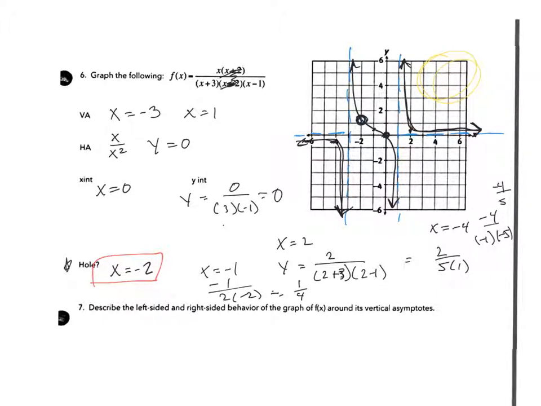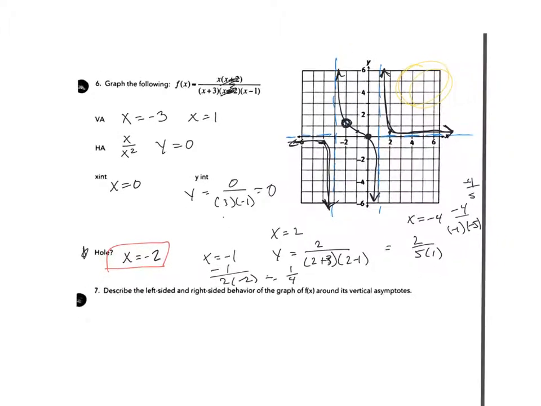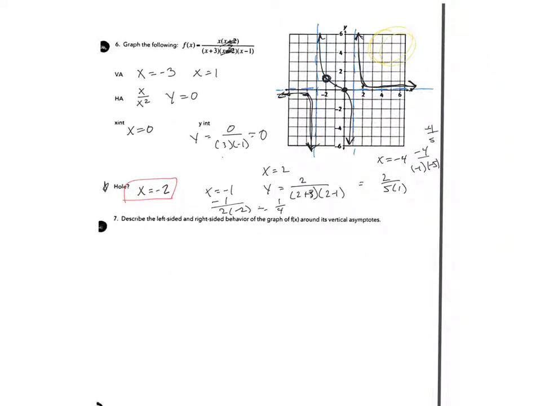Now that we've drawn the graph, they want us to use the graph. So I'm going to make this a little bit smaller, to do the left and right sided behavior around the vertical asymptotes. Well, we know our vertical asymptotes are x equals negative 3 and x equals 1. So we're going to do x approaches negative 3 from the right, x approaches negative 3 from the left. So I would suggest setting these up and then looking at your graph. So I'm over here at negative 3.